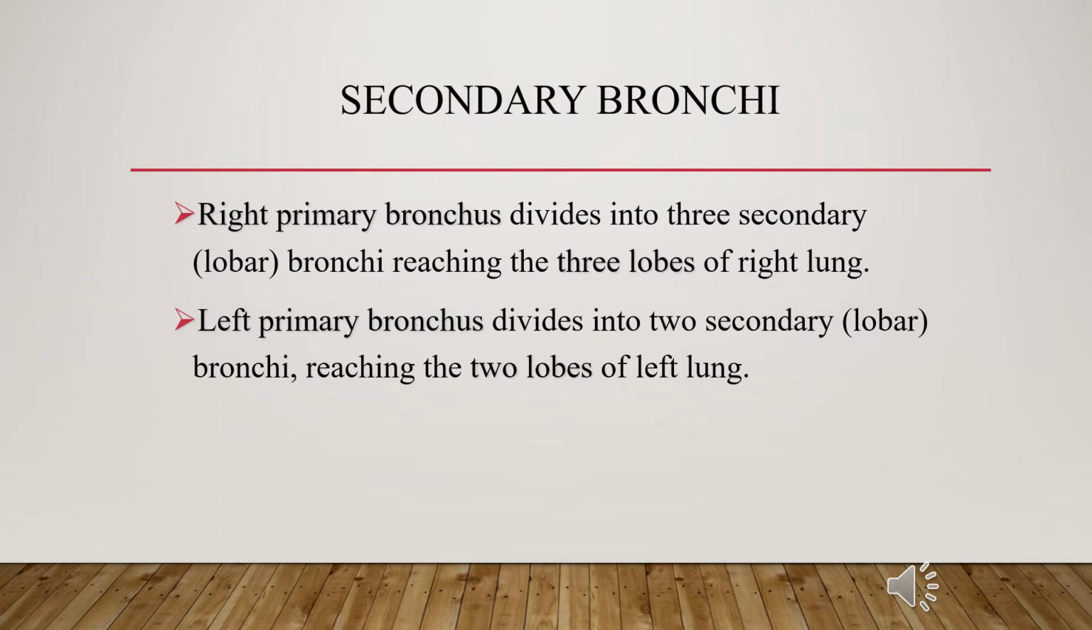Coming to the secondary bronchi, the right primary bronchus divides into three secondary bronchi. They are also known as the lobar bronchi, supplying the three lobes of the right lung. And the left primary bronchus divides into two secondary or lobar bronchi, supplying the two lobes of the left lung.